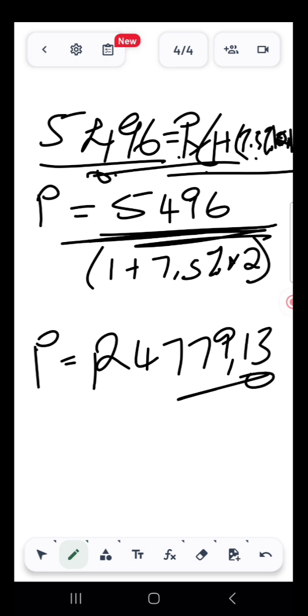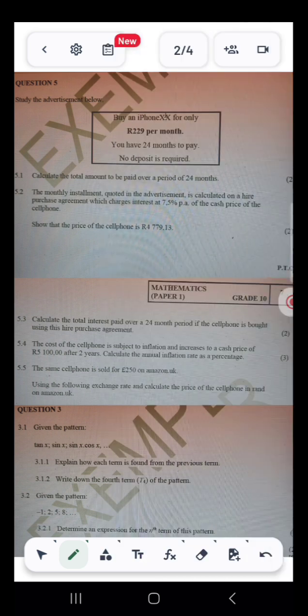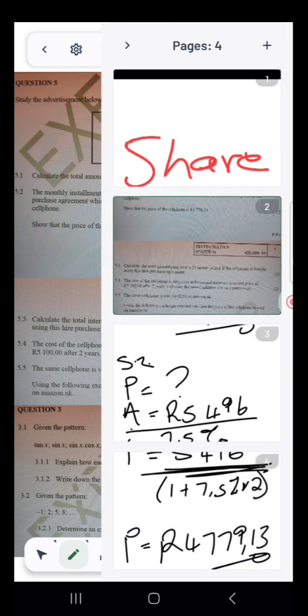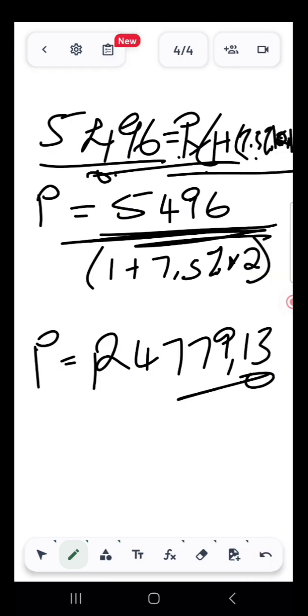Okay? And then the next question. The following question says calculate the total interest paid over a 24-month period if the cell phone is bought using this hire purchase agreement. Calculate the total interest. So what they want now is the total interest. There's no interest rate given, but we need the total interest. Total interest is capital letter I.